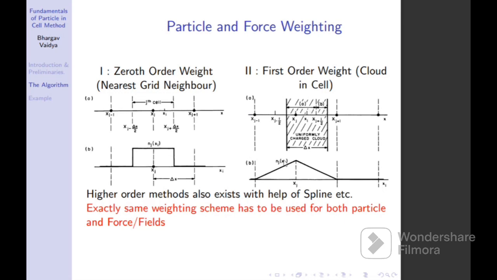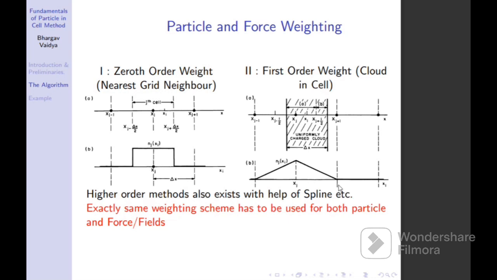Then the current charge density, in this case, will be a linear interpolation. You have this thing, some part will go in this cell, some part will go in this one, depending on the distance. That's a linear interpolation. Okay, so you essentially will have a triangular shape.